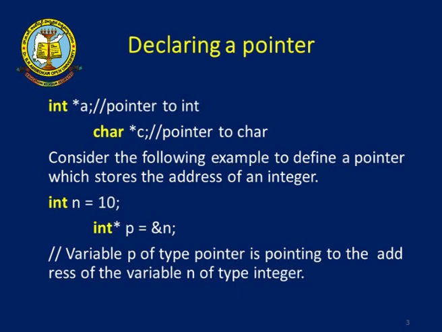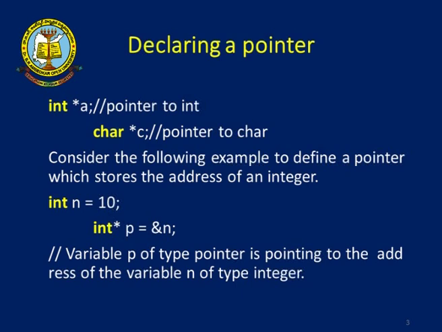See this example. Here I declared a normal variable, int n assigned 10. This is a normal variable. n is a normal variable. We can store the values here. But if you observe the second statement here, int star p, an integer pointer variable. You can write this pointer symbol after the data type, that is valid, or before the variable name, that is also valid. Two methods are valid.